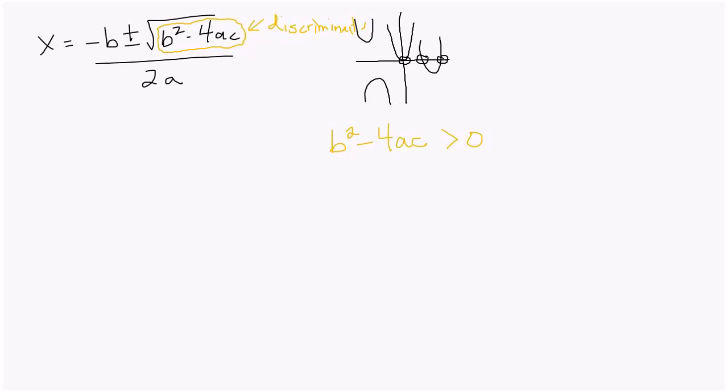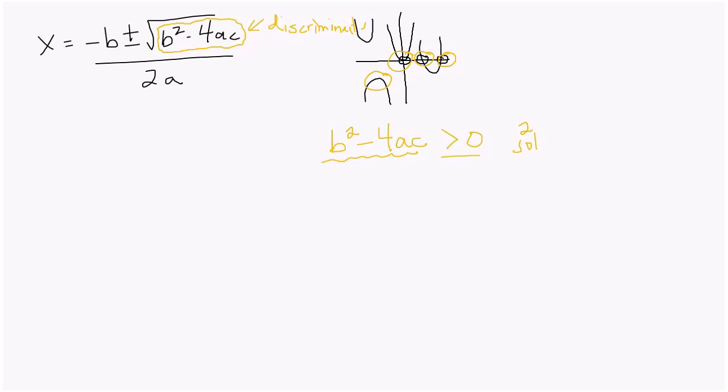Well, basically when you go to graph something, if you want to see if it's going to pass through the x-axis and how many times it passes through, for instance, if you're going to have one solution, two solutions, or no solution, it's all about the discriminant. So if the discriminant is positive, which means that it's greater than 0, then you're going to get two solutions.